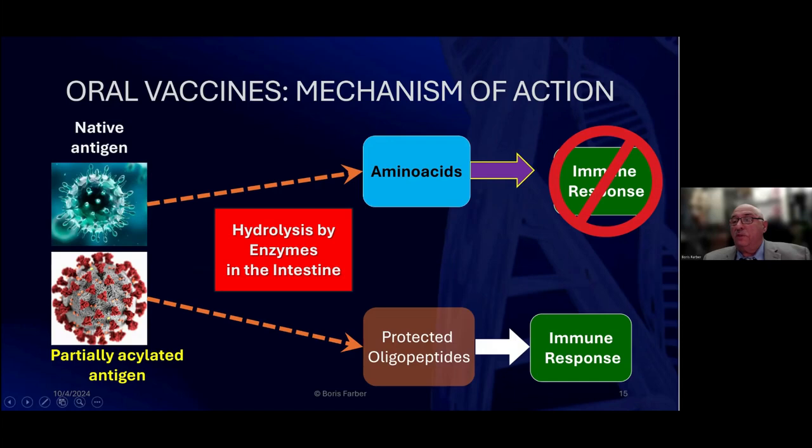For comparison, if we use native antigen, hydrolysis by enzymes to amino acids occurs. The products resulting after hydrolysis don't induce an immune response. That's why we can't use these vaccines orally.